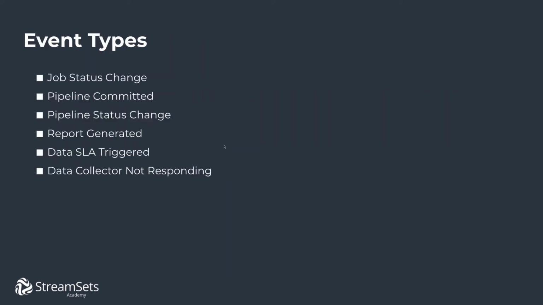What are the different event types? Let's mention them. Job status change, pipeline committed, pipeline status change, report generated, data SLA triggered. For example, data has not arrived, or there are not enough records that have been received. And lastly, data collector not responding. All the events can be configured and can be subscribed to.